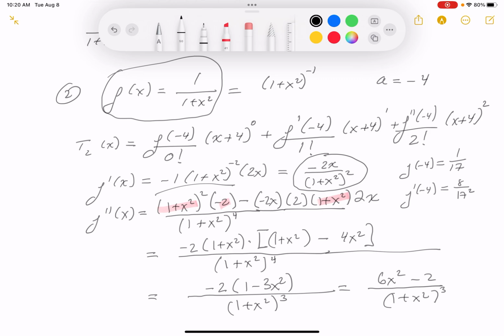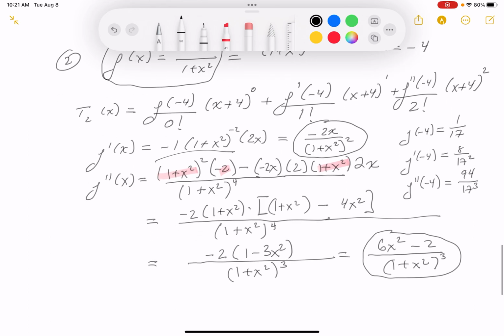All right. f double prime of minus 4. What does that give you? That's right over here, by the way. A little more complicated. But I get 17 cubed on the bottom. And what do you get on top? You get 6 times 16. That's 96. 96 minus 2 is 94. So I think I'm ready to write it down.